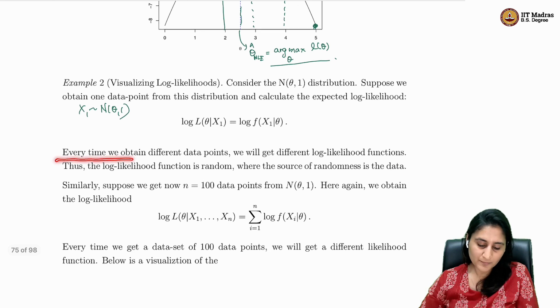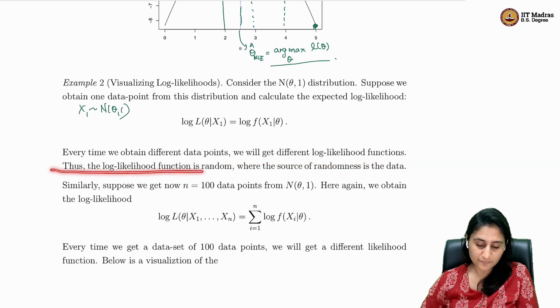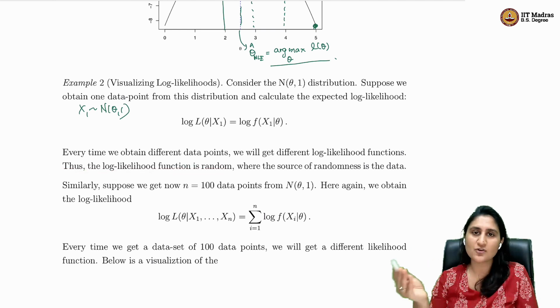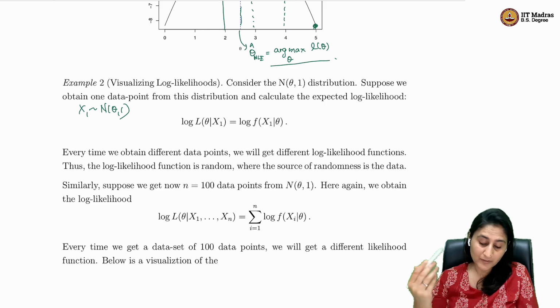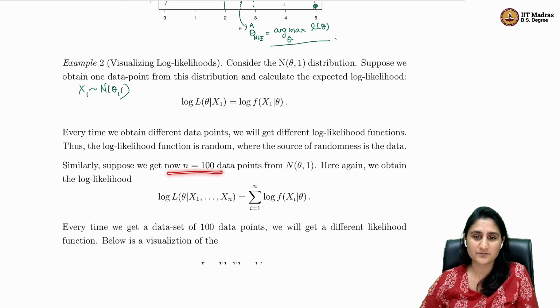So every time we obtain different data points, we will get different log likelihood functions, which means the log likelihood function is also a random quantity that changes based on the random data that we are observing. Okay. Now I can also do this process, instead of for just one observation, for 100 data points or 100 observations.